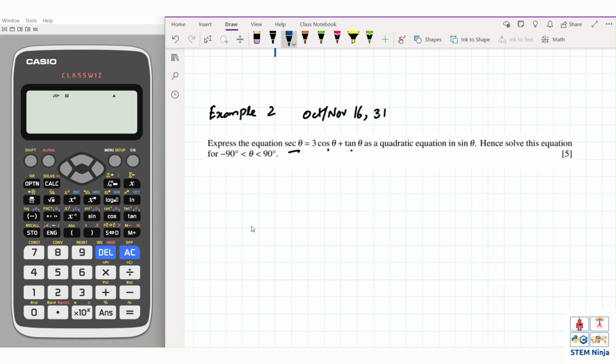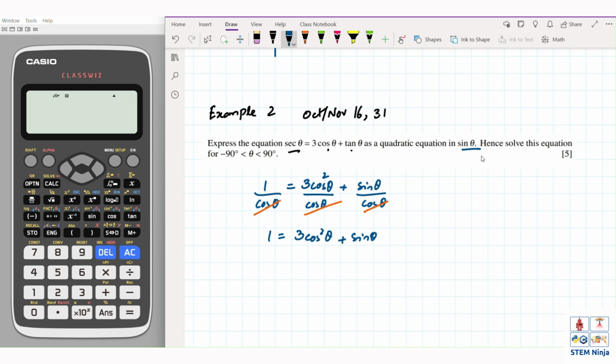Okay, so we're going to do the same thing we did in the previous question. So secant theta is basically 1 over cosine theta equals 3 cos theta, and tan theta is also sine theta over cos theta. So just to make the denominators the same, we will make this cos theta and multiply another cos theta on the numerator. Now, since the denominators are the same across both sides, we cancel this cos theta, and the equation simplifies to 1 is equal to 3 cos squared theta plus sine theta.